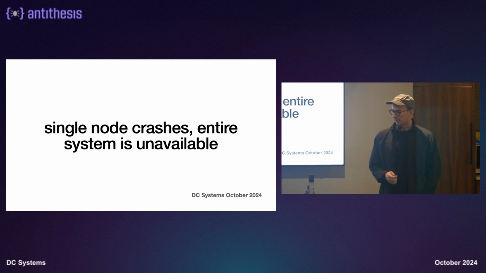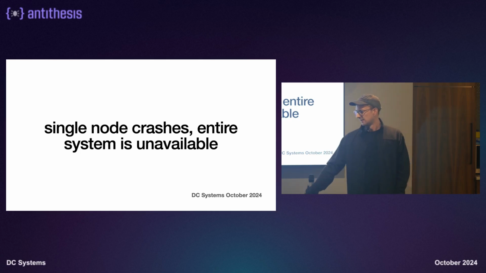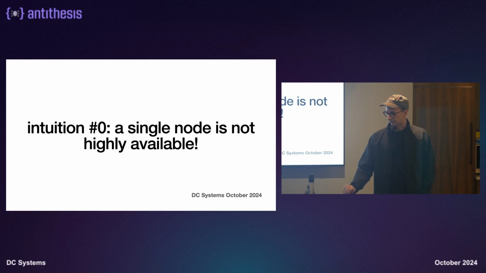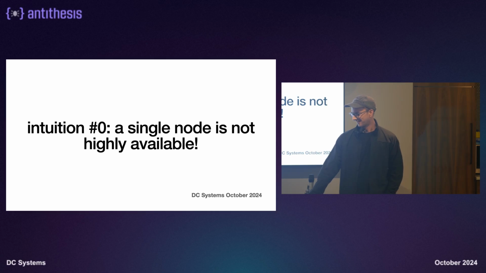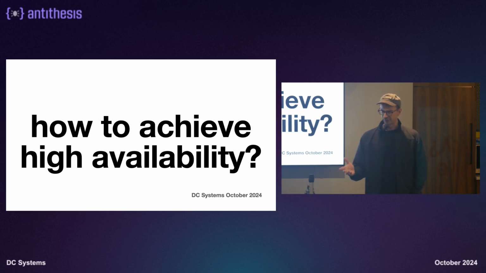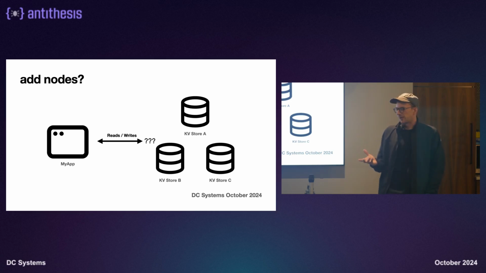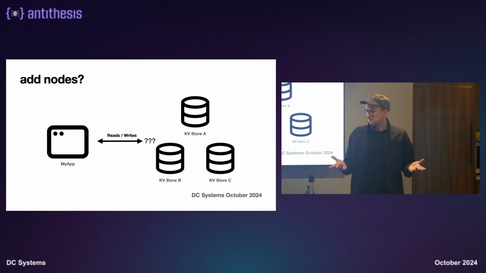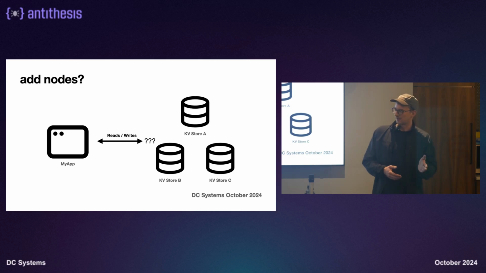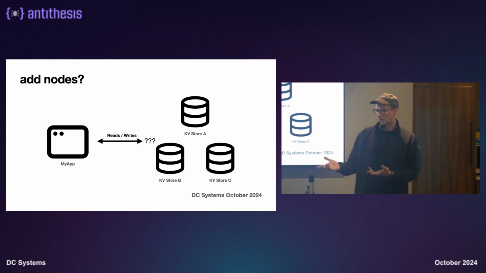And this is particularly important because if a single node database crashes, you can no longer read or write at all. So the first intuition, the zeroth intuition that I would take away from this is that a single node is not highly available. It is particularly obvious. But that leads us to how do we achieve high availability? And at some level, it seems pretty obvious we can add nodes. And if one node crashing meant that the entire system became unavailable, presumably we can add 2 more and then somehow we'll be able to keep reading and writing.